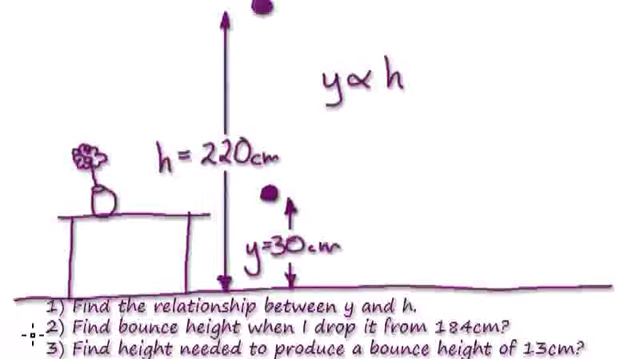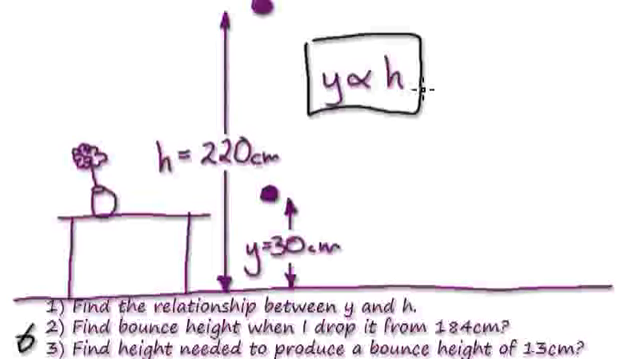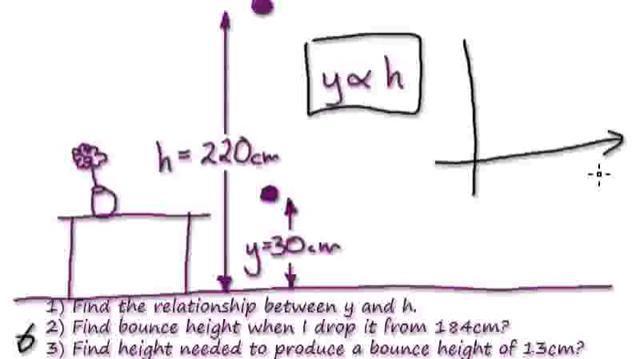Okay, so to answer this question here, when you're told that y is directly proportional to h, you can pretty much draw a graph. So this one here would be your h, and this here would be your y. Okay. Now when h is at 220, so let's say 220 is here, it will have a bounce height of 30 centimeters, so maybe around here. So your graph will look something like this. Okay, this here is your 30.